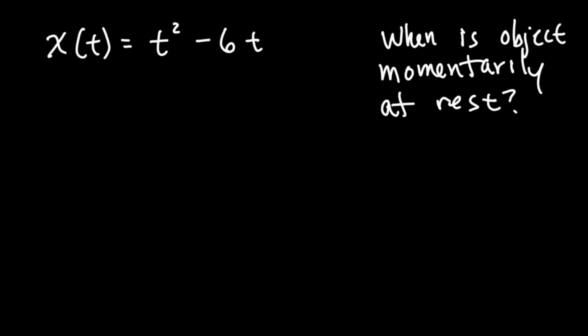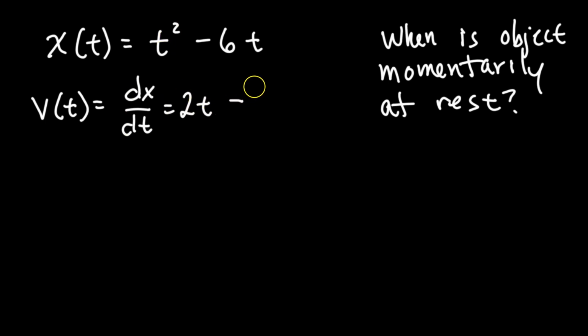Next, we'll take a look at a position equation with a negative sign in it. And we want to ask the question, when is the object momentarily at rest? So once again, we're going to find the derivative of our position equation. dx over dt is equal to 2t minus 6.